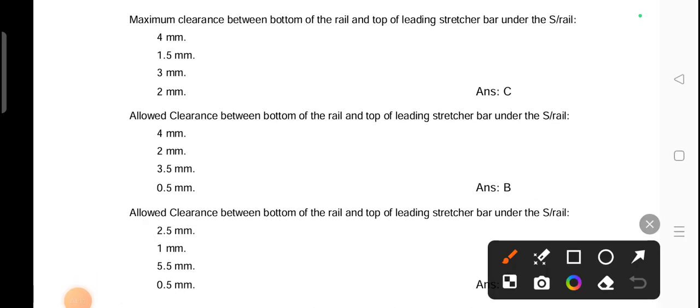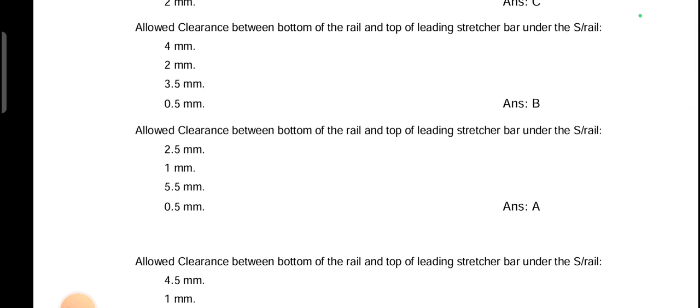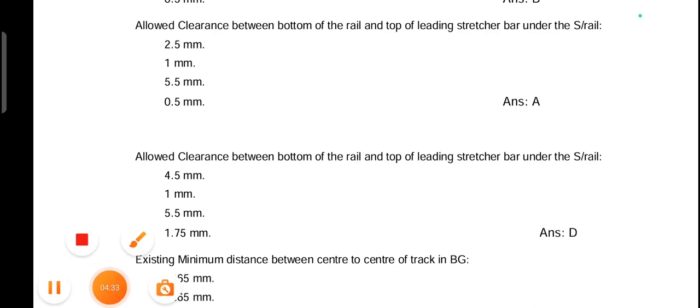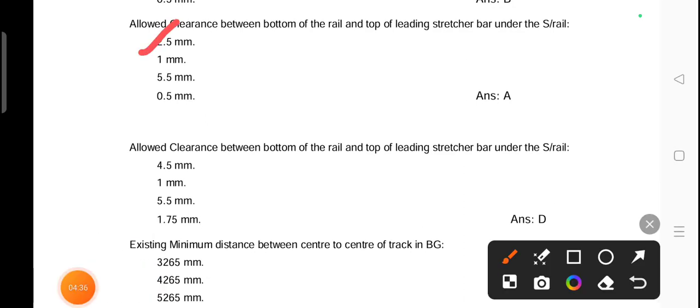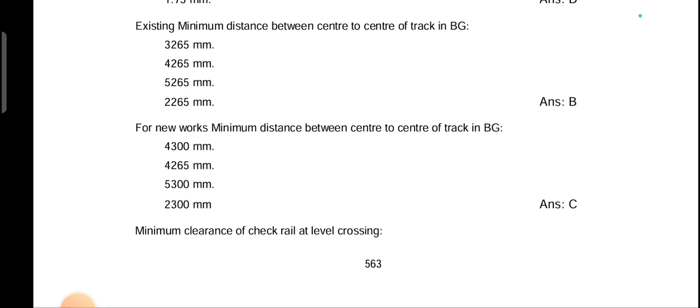Next, maximum clearance between bottom of the rail and top of the leading stretcher bar under the switch rail: 3 mm. Next, allowed clearance between bottom of the rail and top of leading stretcher bar under the switch rail: 2 mm. Next, allowed clearance between bottom of the rail and top of the leading stretcher bar under the switch rail: 2.5 mm. Next, allowed clearance between bottom of the rail and top of leading stretcher bar under the switch rail: 1.75 mm.